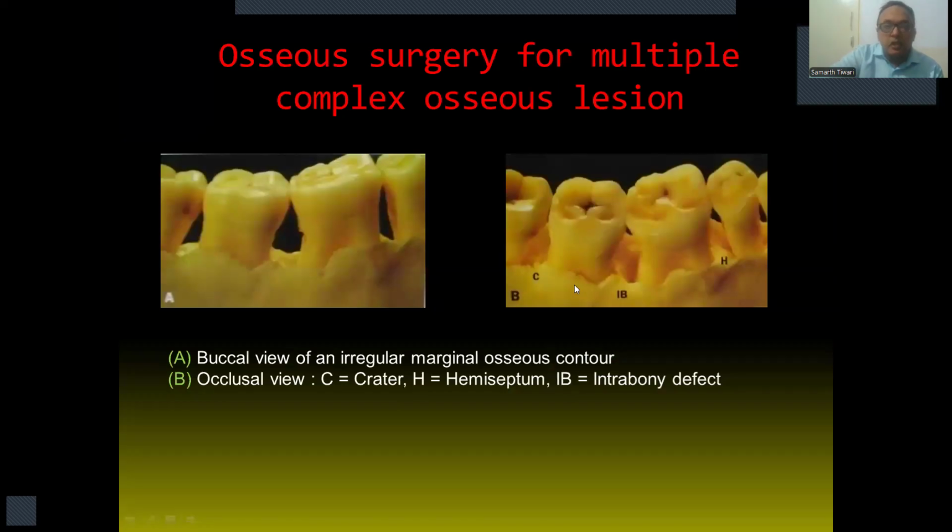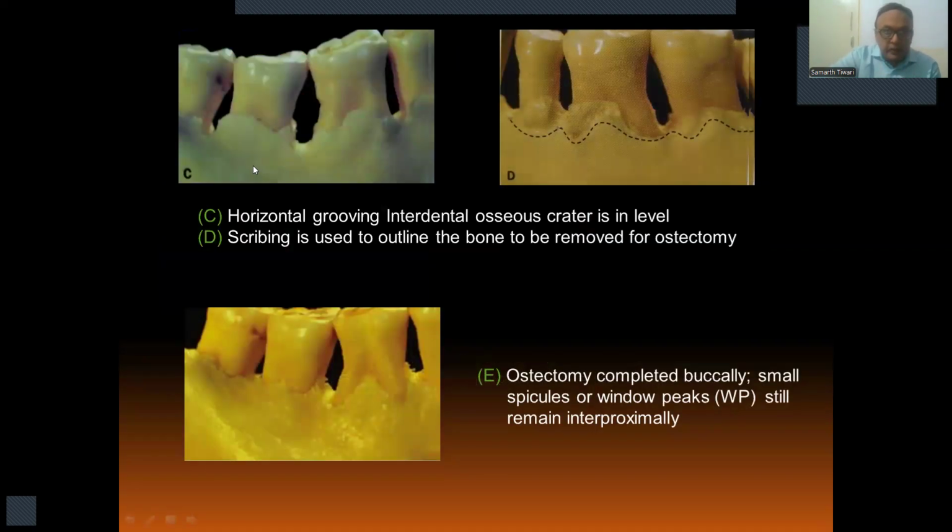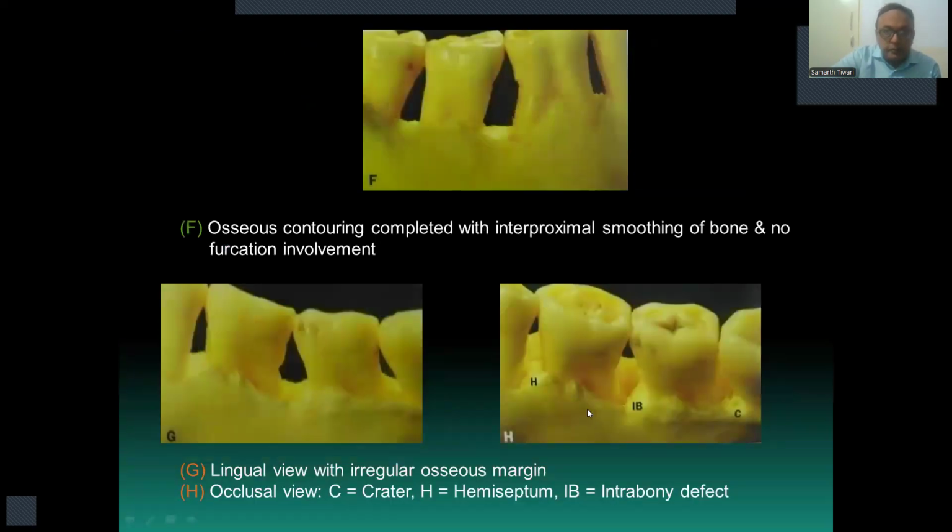Osseous surgery for a complex osseous lesion. Buccal view of irregular marginal osseous contour. In the occlusal view, we can see C, which denotes crater, H for hemiseptum, IV for intrabony defect. Horizontal grooving; the interdental osseous crater is leveled. In D we can see scribing is used to outline the bone to be removed for ostectomy. E, ostectomy completed buccally; small spicules or window peaks still remain interproximally. Osseous contouring completed with interproximal smoothing of bone and no furcation involvement.